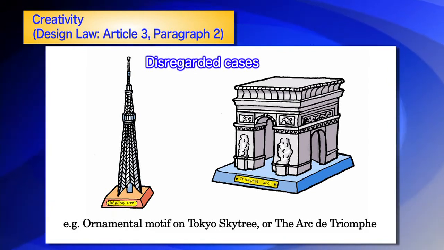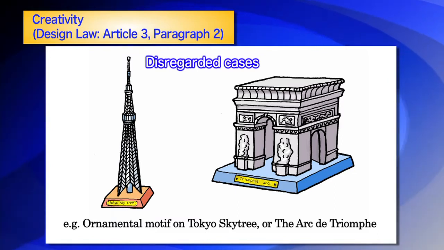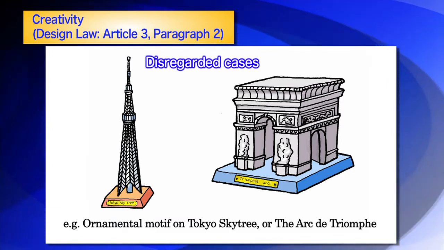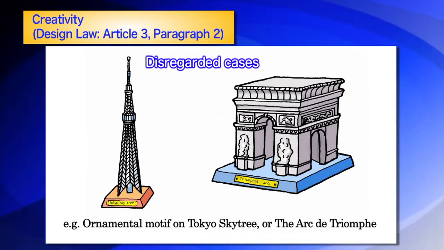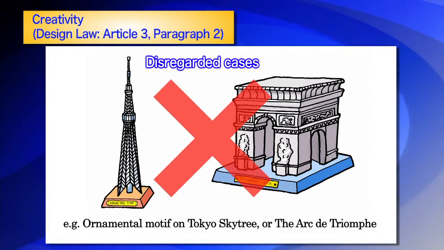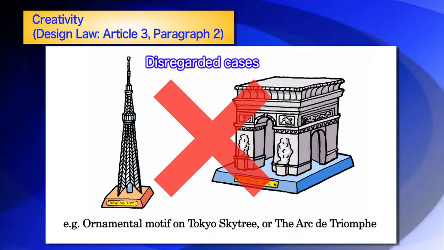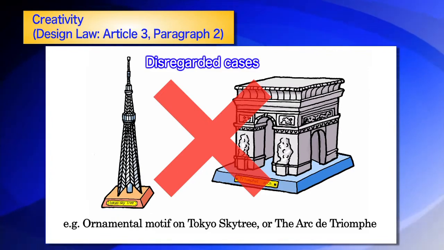Creativity. Granting a right to a design that can be easily created may not contribute to the development of industry, even if it has novelty. For this reason, an ornamental motif on a substantial structure, such as Tokyo Sky Tree, for example, does not satisfy the requirements, since it's considered that anyone could easily think of creating such a design.